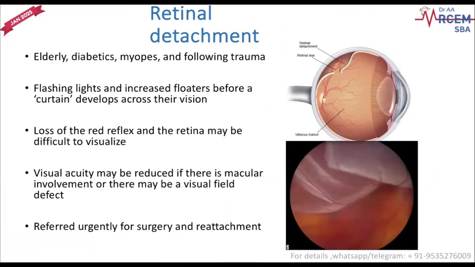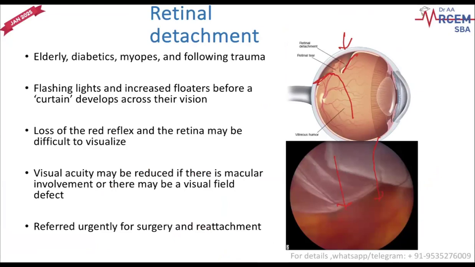Now let us see what is retinal detachment, or in simple terms, what is retinal tear. Retinal tear, as the name suggests, it gets torn. The attachment gets torn, and so there is no retina here. When it is torn and starts falling down, the patient will feel as if a curtain is coming down. That is the classical description of this.